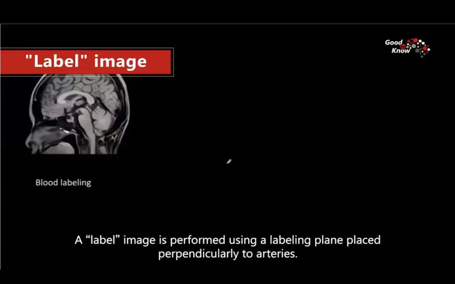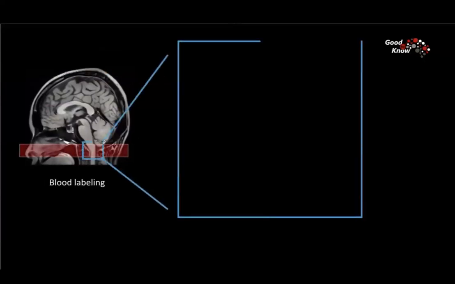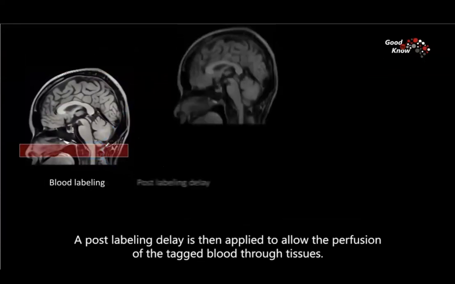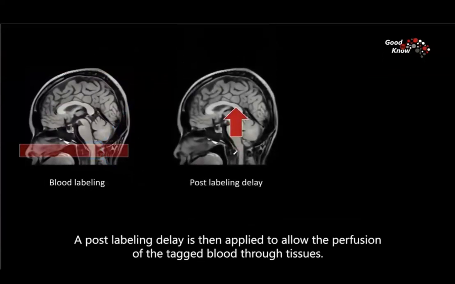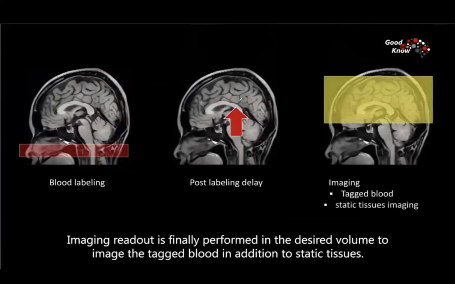So this is the process by which an ASL is done. The first thing is we have to label the image. Blood labeling is done. The protons in the water are labeled with radio frequency pulses. After they are labeled, they are allowed to go to the tissue of interest, where they transfer this magnetization. Then one image is taken.